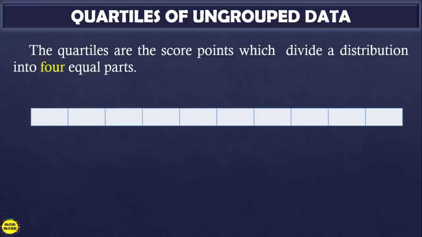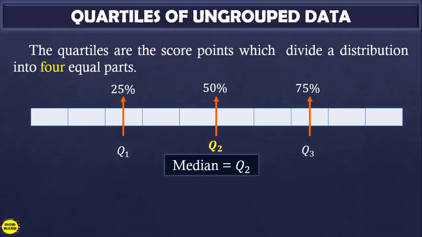So the quartiles are the score points which divide a distribution into 4 equal parts. So meron tayong dito first, second, and third quartiles. The middle value, that is our second quartile, is 50% of the distribution. And then yung first quartile natin, that is 25% of the distribution. Yung third quartile natin, tinatawag din siyang upper quartile, that is 75% of the distribution.